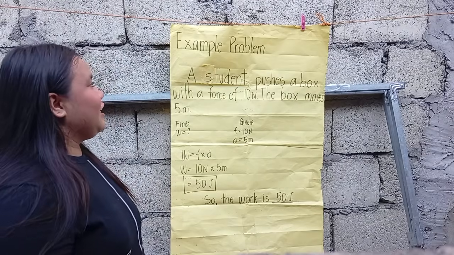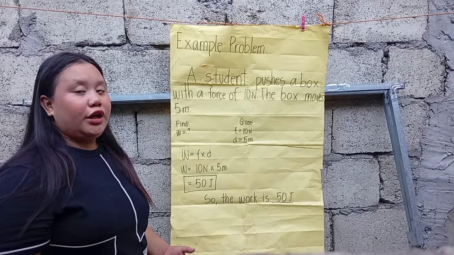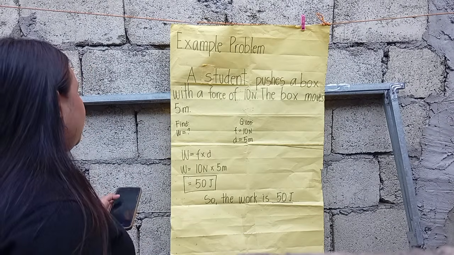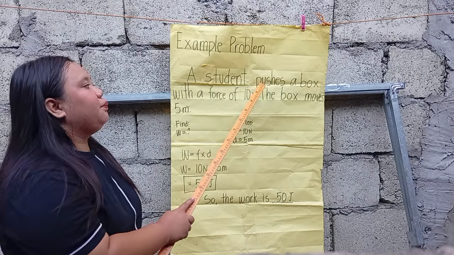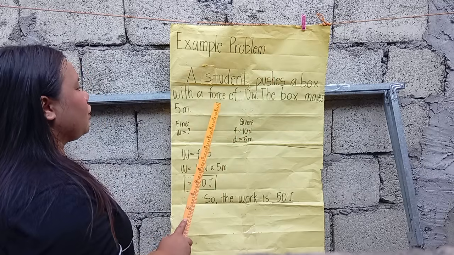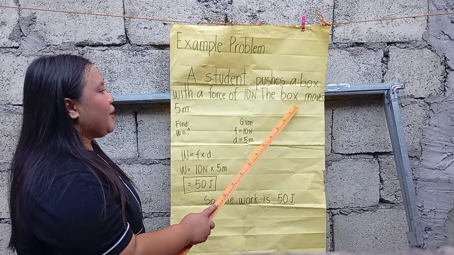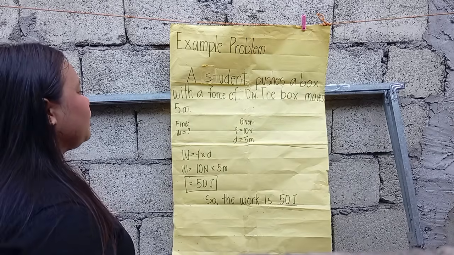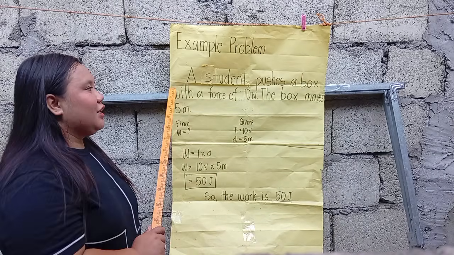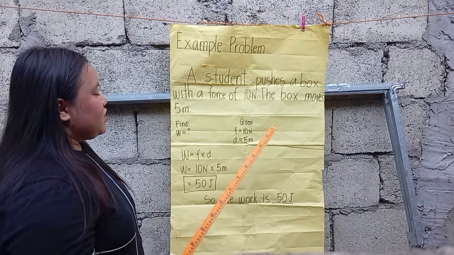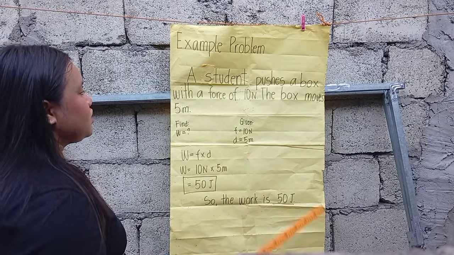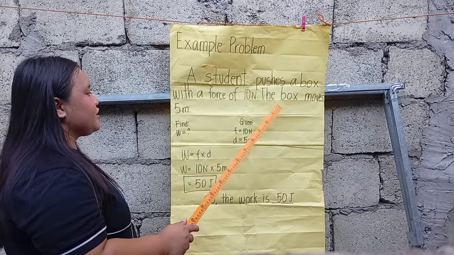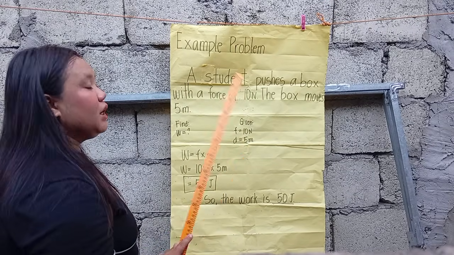Now, I have here an example problem about work using constant force. Imagine a student pushes a box with a force of 10 newtons, and the box moves 5 meters. First, we will identify the given values in the problem. The force is 10 newtons, and the distance is 5 meters.